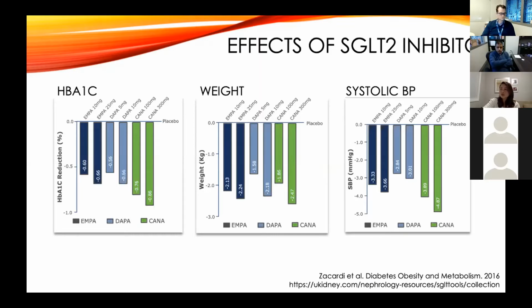Now, for blood pressure, it reduces systolic blood pressure modestly by 3 to 5 millimeters of mercury, and diastolic blood pressure by about 1 to 2 millimeters of mercury. While hemoglobin A1C reduction and weight loss are attenuated with lower eGFR, systolic blood pressure reduction is actually not affected and is preserved regardless of eGFR. They mentioned that this is likely due to the natriuretic effects. In addition to these 3 parameters, it was found that SGLT2 inhibitors also decrease uric acid and also increase hemoglobin.